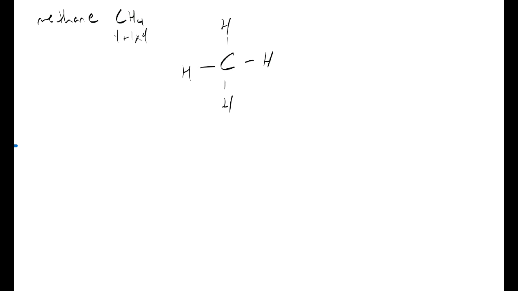So remember, pi bonds are only if you have multiple bonds. So this right here, the first bond between carbon and hydrogen, that's a sigma bond. This is a sigma bond. This is a sigma bond. And this is a sigma bond. So all of the bonds in methane are sigma bonds. They're all single bonds, so they're all sigma.